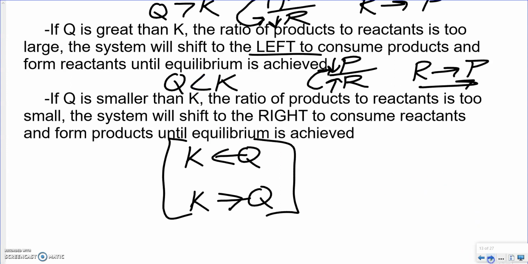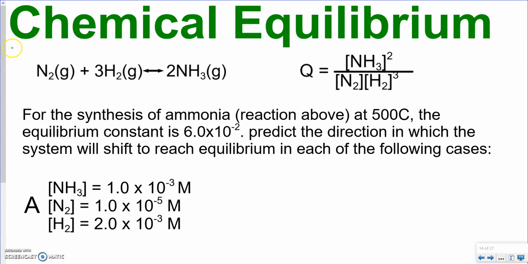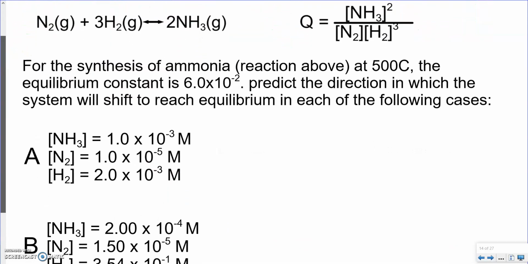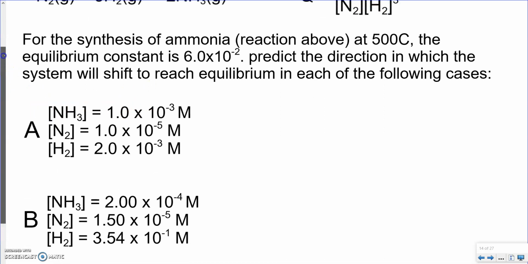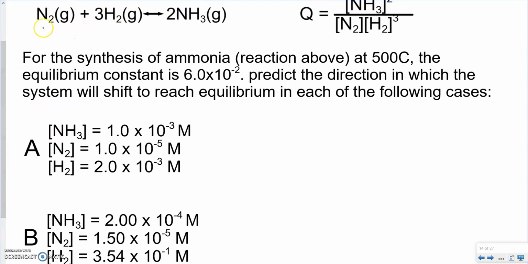So let's look at this in terms of a couple problems. We have a bunch of scenarios here, okay? We have a reaction, which is the Haber process of nitrogen plus hydrogen forming ammonia. And we could have Q or K, either one can be our variable here. And we're told that K at 500 degrees Celsius is equal to 6.0 times 10 to the negative second. So let's pause. K tells us favoring. So which species are favored in this particular reaction at this particular temperature?